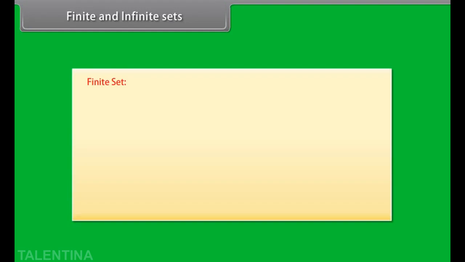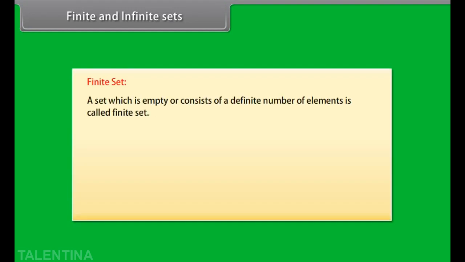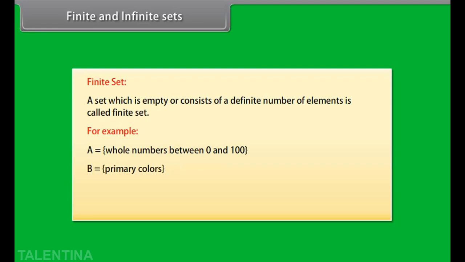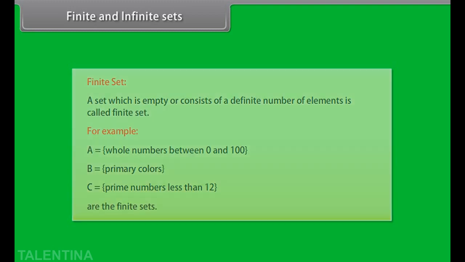Finite and infinite sets. Finite set. A set which is empty or consists of a definite number of elements is called a finite set. For example, A is equal to whole numbers between 0 and 100, B is equal to primary colors, C is equal to prime numbers less than 12 are the finite sets.